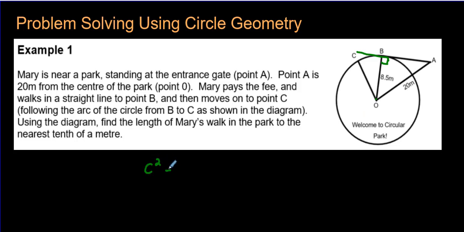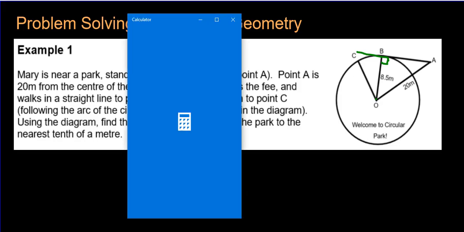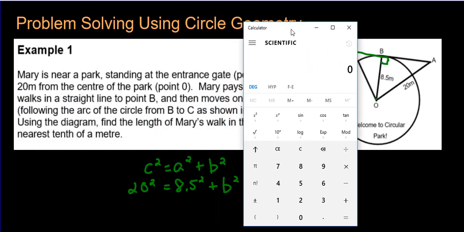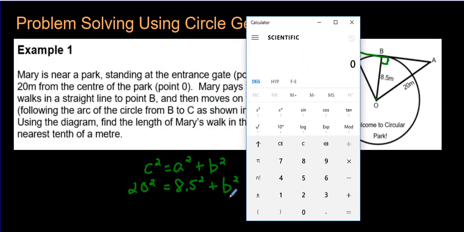You might recognize it as c squared equals a squared plus b squared, where c is the hypotenuse. So 20 squared would be equal to, let's say, 8.5, let's call it a, plus b squared. This video assumes you've done the Pythagorean theorem before, and you can use a calculator, of course. So let's quickly solve for b.